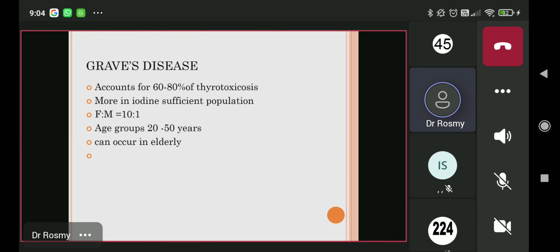So we should also remember Graves generally is a disease which occurs in the age group of 20 to 50 years, but that does not mean that it will not occur in the elderly. It is more common in the 20 to 50 years age group, but it can occur in an elderly. That is something we have to remember.